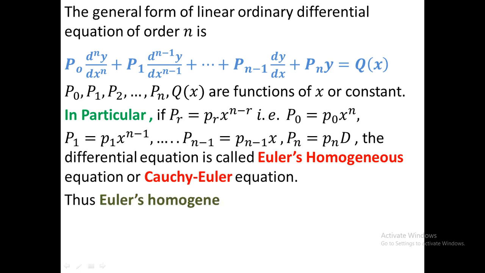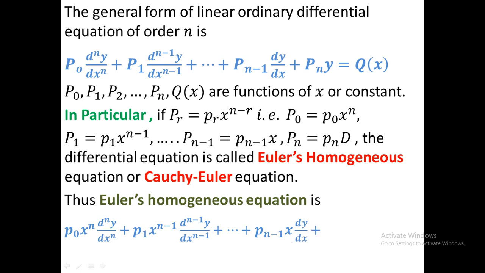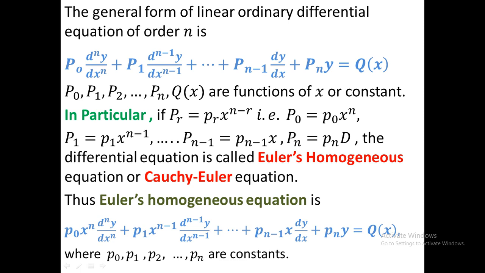Okay, thus Euler's homogeneous equation or Cauchy-Euler equation can be written in this form: something times x to the power n times d^n y/dx^n, plus something times x to the n minus 1 times d^(n-1) y/dx^(n-1), and so on, where the coefficients are p_r x^(n-r), and p0, p1, pn minus 1, pn are constants, and q is a function of x. This type of equation is called Euler's homogeneous equation or Cauchy-Euler equation. Now in this video we solve this type of equation. Our target is how to solve this problem.